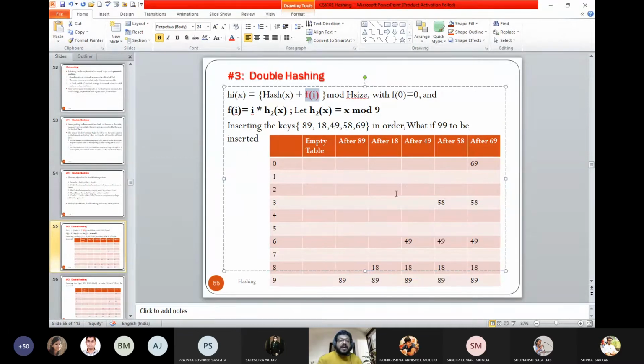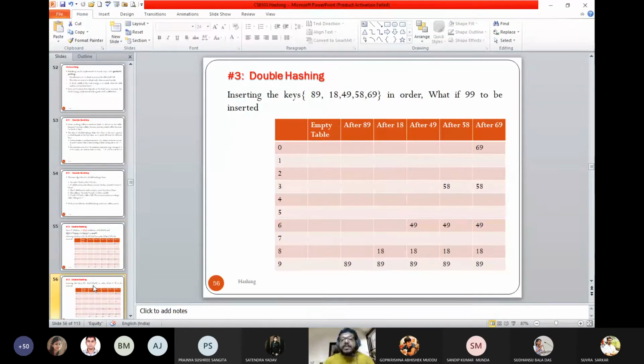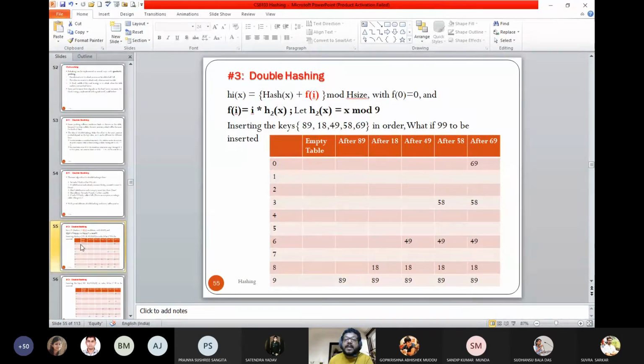Maybe I'll just clarify. I have to check. Maybe I have written the copy wrongly, this x mod 9 or something I am missing. I'll clarify. But we conclude like this: we are using a second hash function, and instead of i squared, we compute a hash value, and that will be added to store the results.